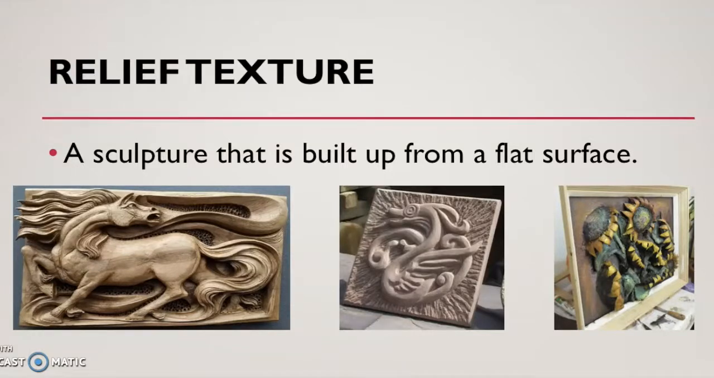The first example on this page is the horse example. You can see that the horse's body is actually sticking out from the surface of the block. You can see the texture of the hair, you can see the muscle lines, even the background has texture as well. The middle one is very similar to the tiles we will be doing. It's a square-shaped block that has some kind of mythical creature that is protruding from the surface. And then the final one is the sunflowers, where you can see the actual center of the sunflower. The petals and the stems are all parts that are protruding from the original surface.